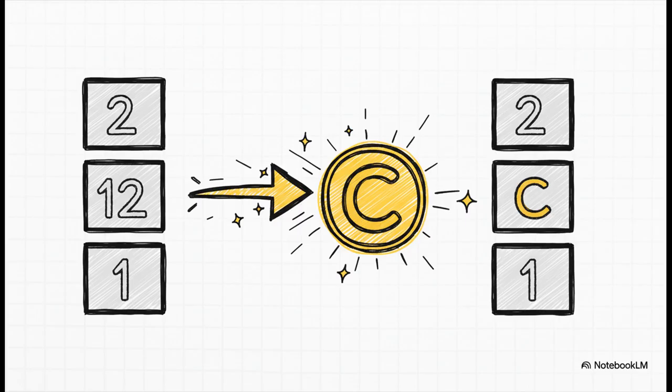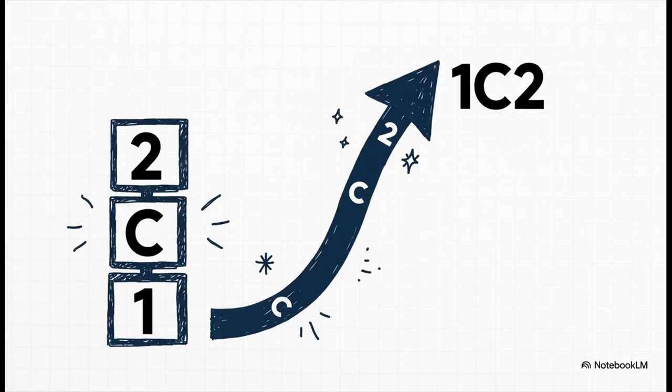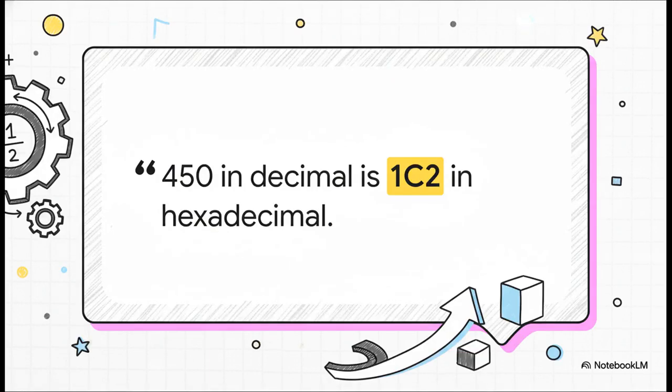We're so close. And now for the final, crucial twist. You don't read the remainders in the order you found them. You have to reverse it. You read them from the bottom up. So we start with our last remainder, which was 1, then the one before that, C, and finally the very first one we found, 2. And there it is, our solution. We put those pieces together in that order, 1, C, 2, and all of a sudden, our number 450 has become 1C2 in hexadecimal. It's not magic, it's just a new way of counting.